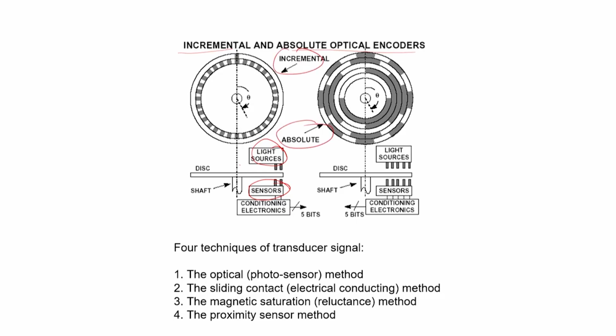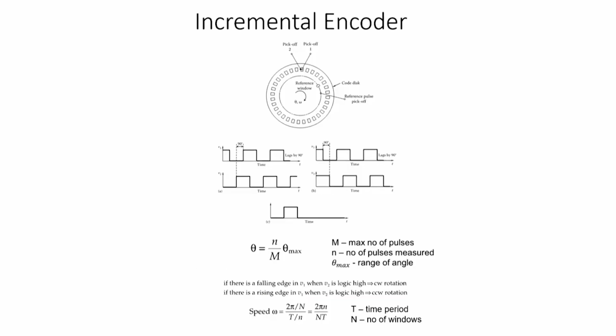So, the pattern changes based on it. So, you can have 4 techniques on it: optical photosensor, a sliding contact electrical conducting one, magnetic saturation, and a proximity sensing method for this type of encoders. So, let us look at the incremental encoder.